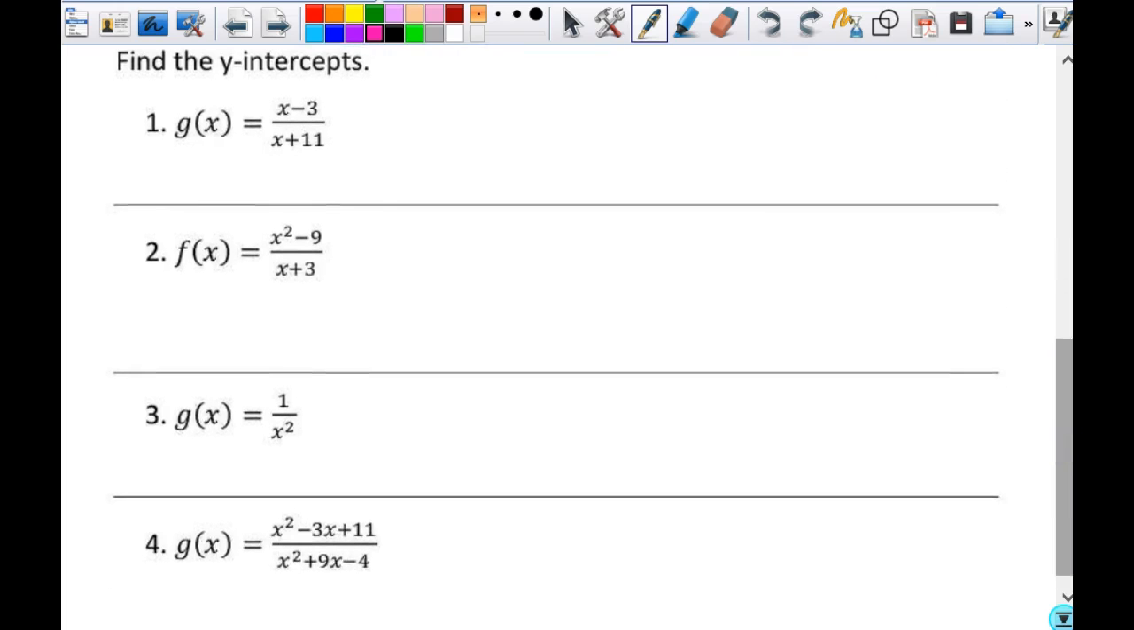Y-intercepts. Does this happen before or after reducing? After. Okay. So I don't have anything to factor or reduce. So then I plug 0 in for x. It's going to give me negative 3 over 11. So my y-intercept is what? 0, negative 3 over 11. And a y-intercept is an ordered pair. It is a point.